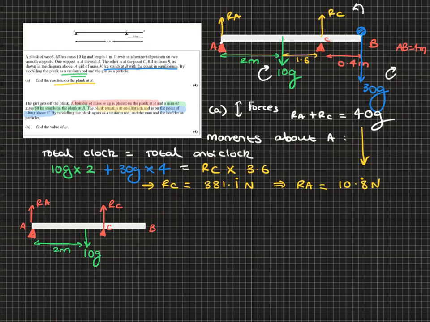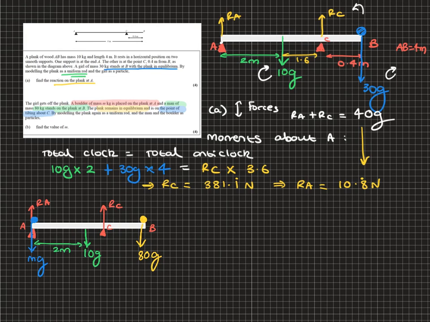Now let's add on the boulder, which is placed at A, which has a mass of m kilograms, so we'll give its weight there, which is mg. And at B, we have a man of mass 80 kilograms, so there's his weight, 80g. The plank is in equilibrium and it's on the point of tilting about C. Now, what does that mean?